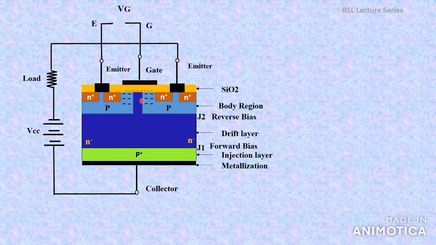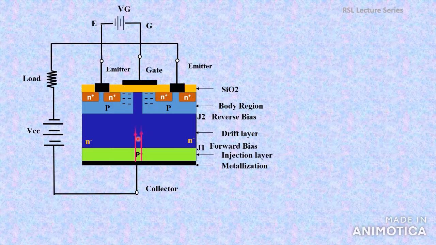So due to these two N plus regions and the middle N minus region, all of these will get short circuited, and as such this will form a channel. Due to the formation of this channel, the holes will get injected into the channel region.